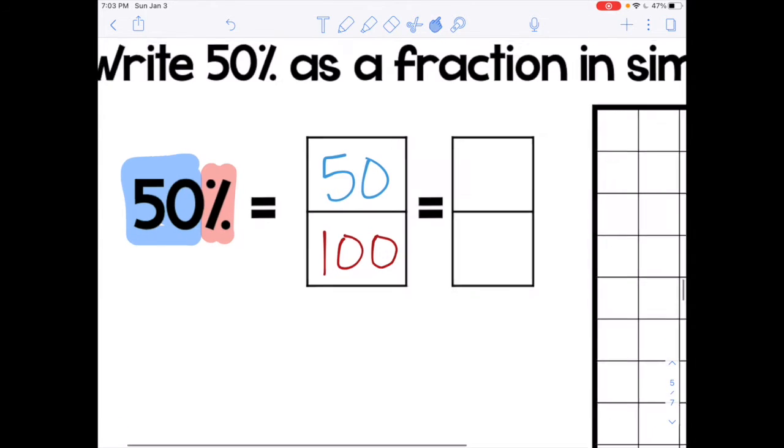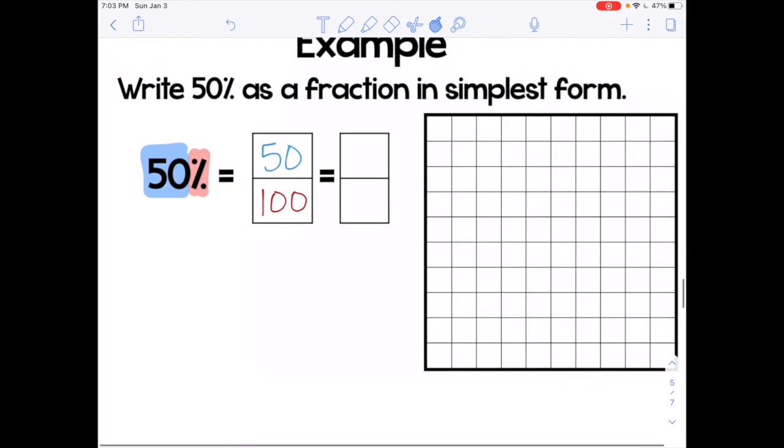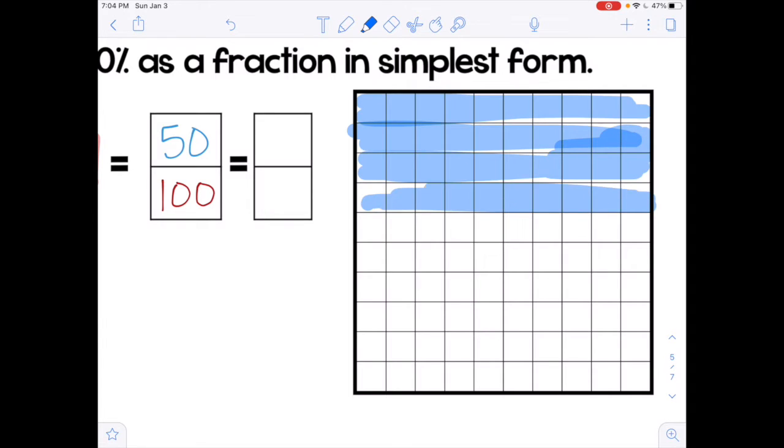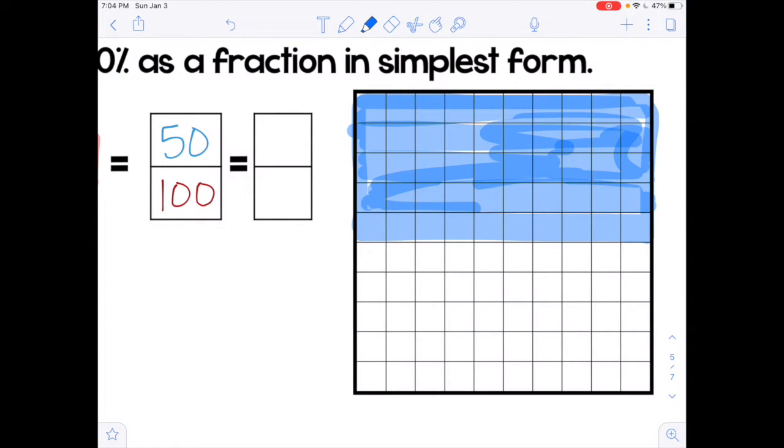Right? So immediately I can look at this grid and say, well, there's 100 little squares. So I need to color in 50 of them. So I'm going to color in 10, 20, 30, 40, and 50. All right, so if I look carefully at what I have here, I can see that I have colored in a smaller fraction of this big square.